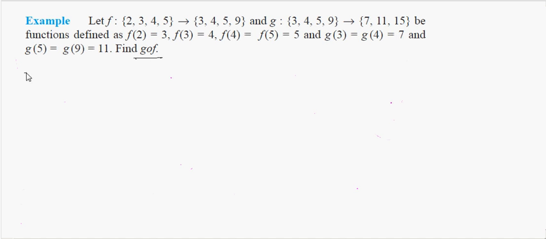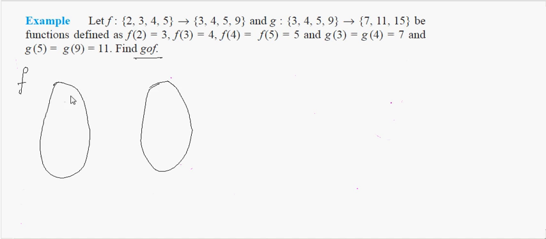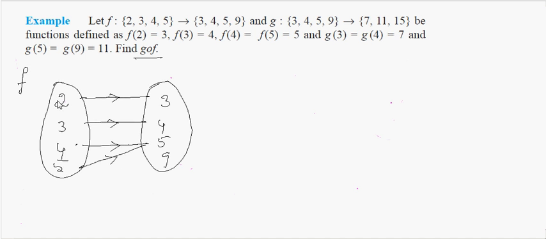So let's draw an arrow diagram for each of the functions. Since they have given the related elements 2, 4, 5, 3, 4, 5, 9. F of 2 is 3, f of 3 is 4, f of 4 is 5, f of 5 is 5. So this is function f. Now let's take function g.